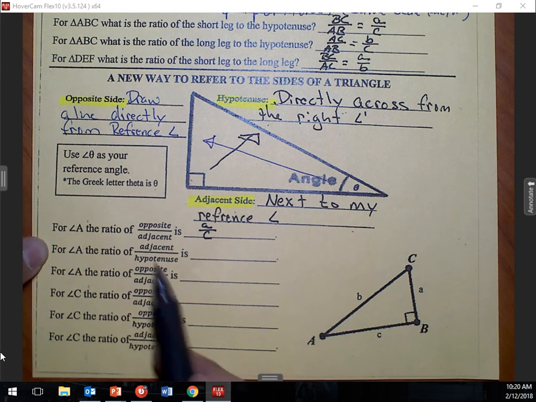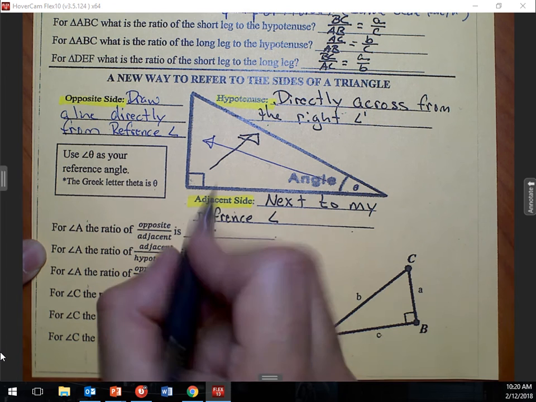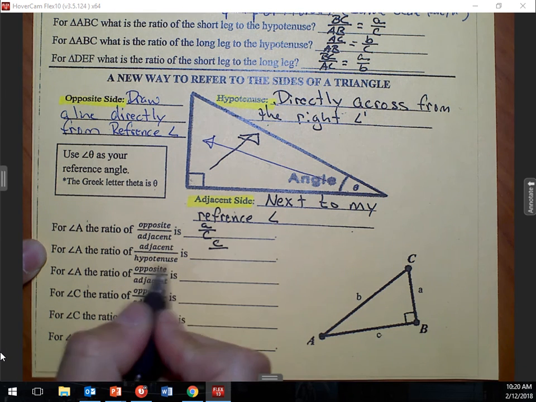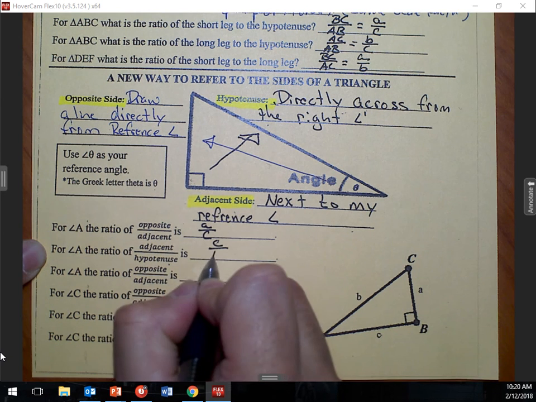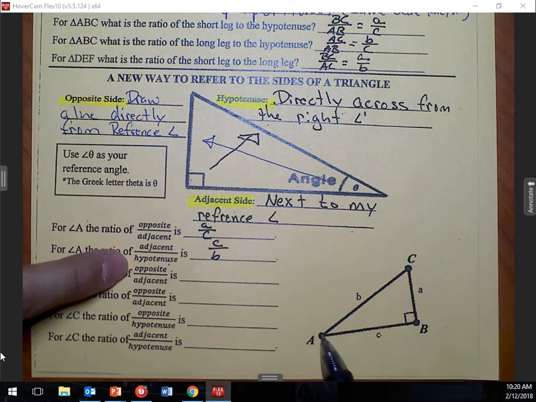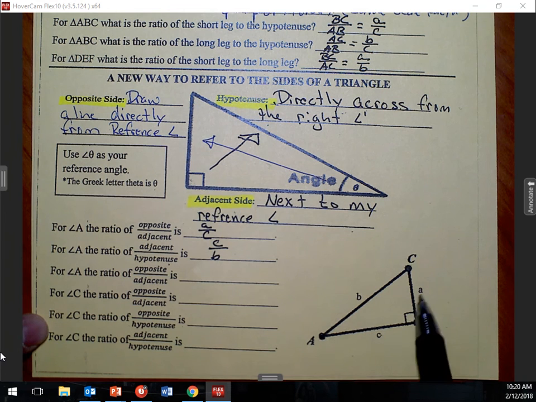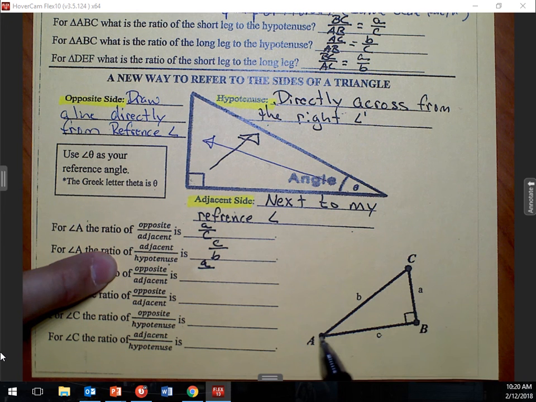Now, for angle A again, adjacent. From this angle right here, the adjacent is little c, very good. And the hypotenuse, little b. The hypotenuse never changes because it's always going to be across from the right angle. Now, for A again, starting there, opposite. What is opposite A? Little a over the adjacent, which is little c, right?